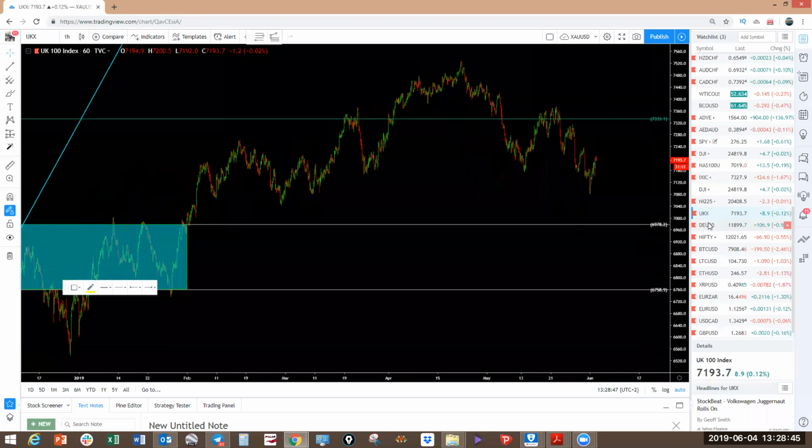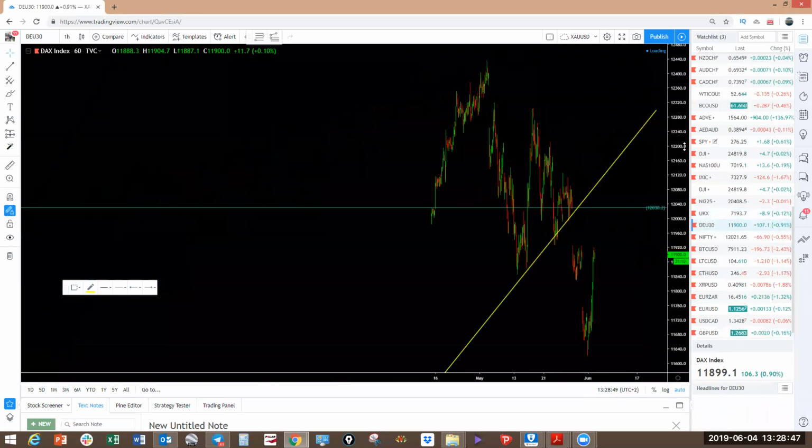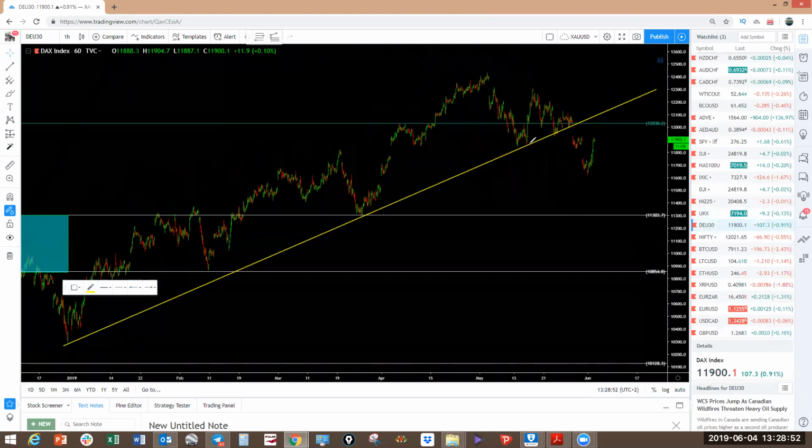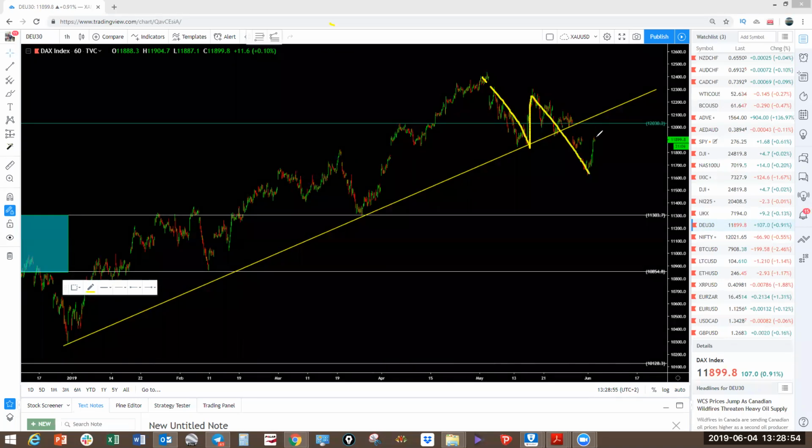Let's look at the DAX as well. The DAX is already reacting from equal legs. Here you simply need a corrective structure. It does not have to be this big. You can take it and target the next point.